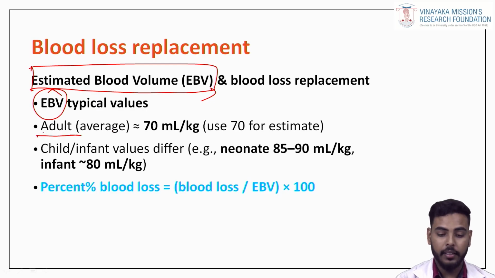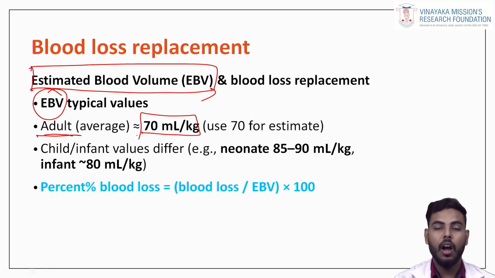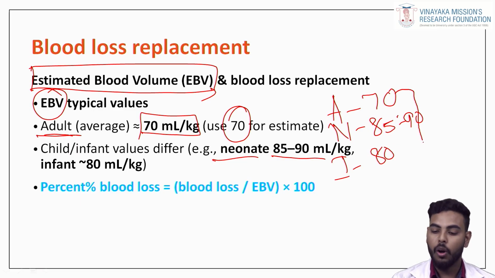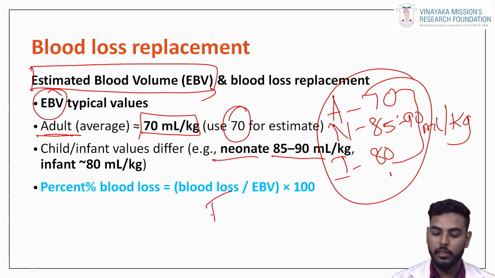EBV values for an adult. In an adult patient, the EBV value will be around 70 ml per kg. Approximately we can use 70 for adults, and for neonates we can use around 85 to 90, and for infants we can use approximately 80. Okay, so these are all represented in ml per kg. So these are the EBV values, the estimated blood volume values.